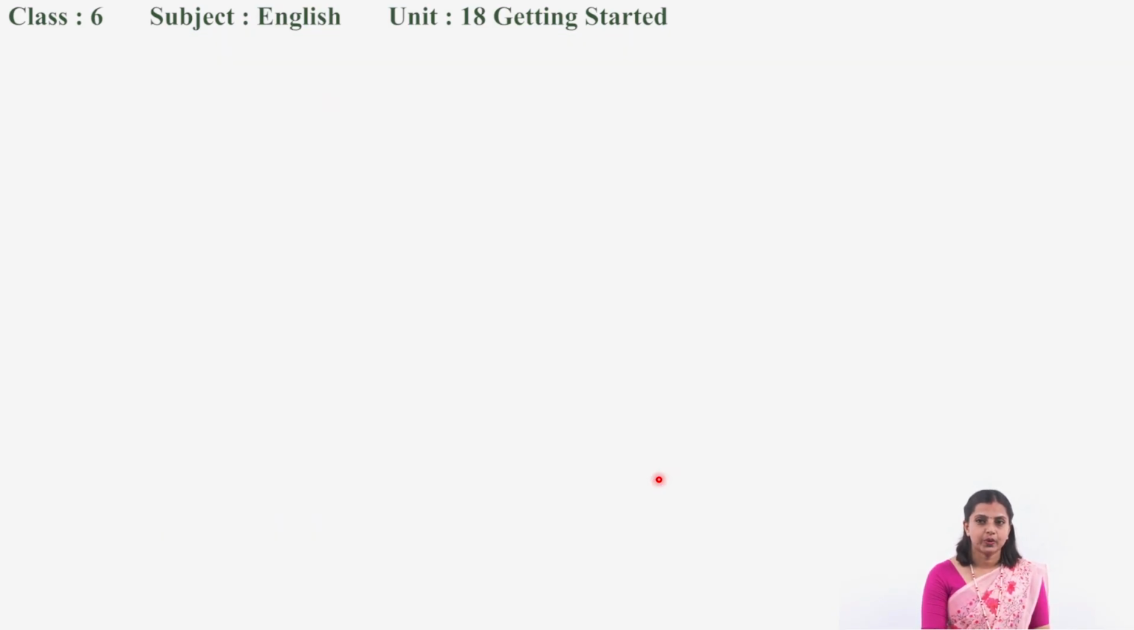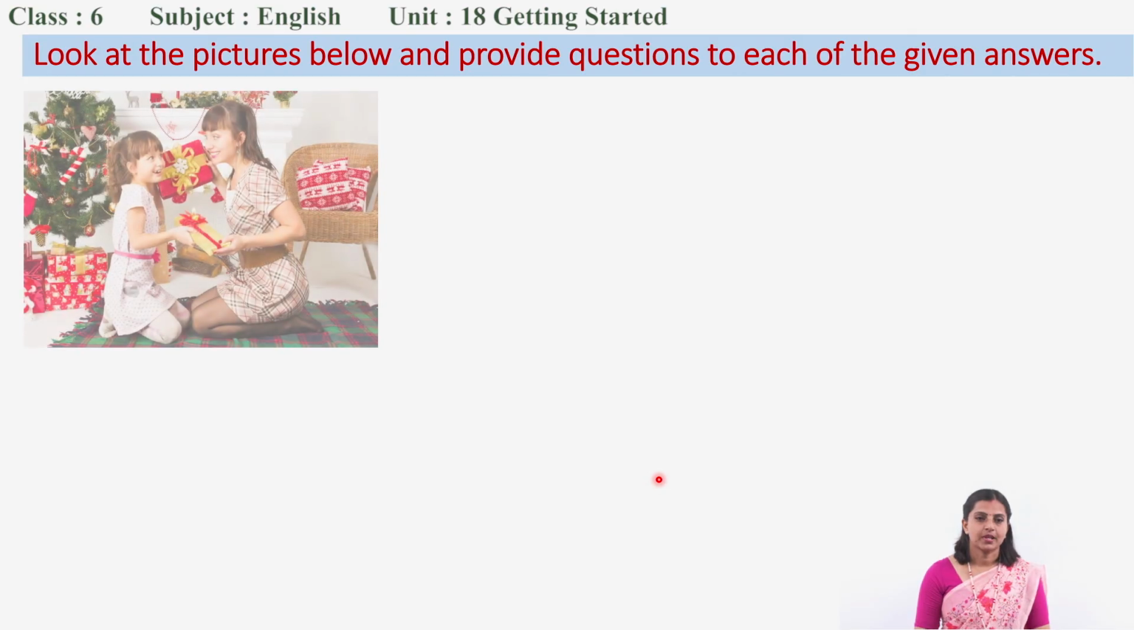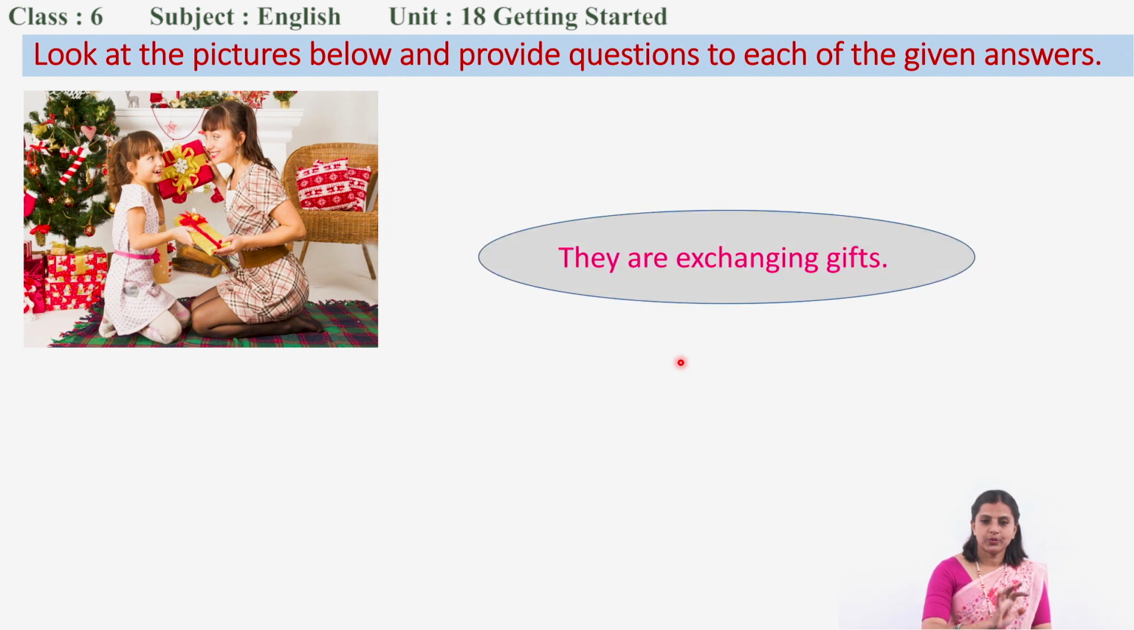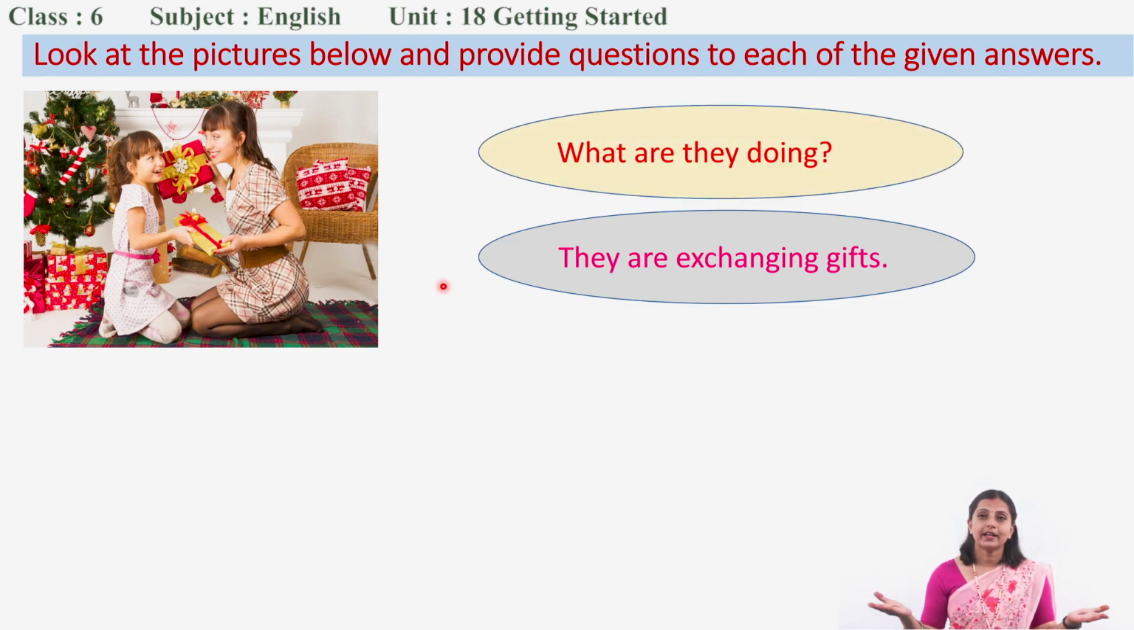Okay, now the next one. See these lovely people over there, okay? There are lots of gifts around them, right? There is a Christmas tree also. So here I have got the answer for you. They are exchanging gifts. You see? This lady and this girl, they are exchanging gifts. Okay? So can you give one question for this one? Yes, very good. What are they doing? They are exchanging gifts.